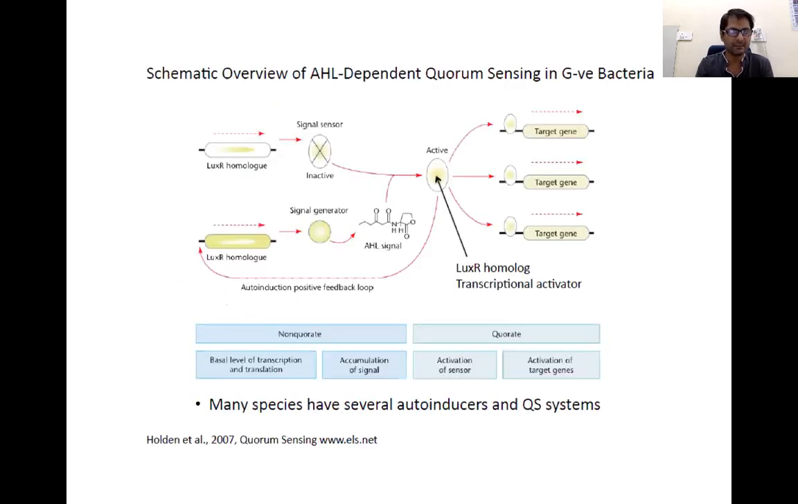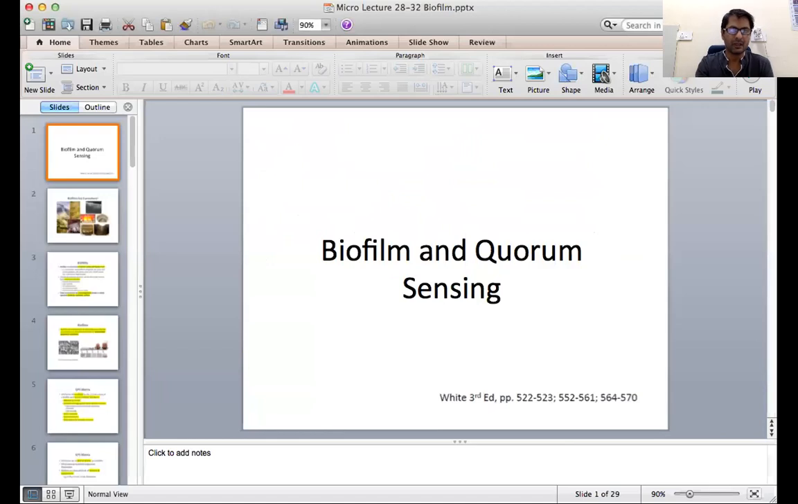This is a schematic diagram of the same thing which I told you. So there are initial genes, then there is the activation, the signal is produced, it becomes active, and then the target genes get expressed, right? So I hope you have understood this. This is from the same paper. All right, so this is all about biofilm and quorum sensing. I hope you have understood this. Try to go through this video again and again so that you can understand it.